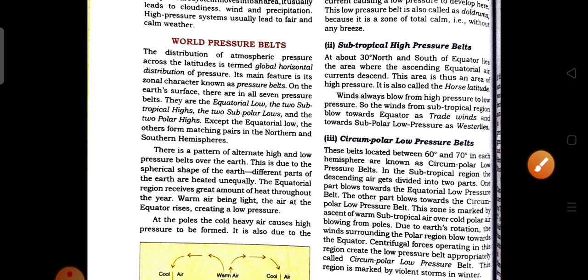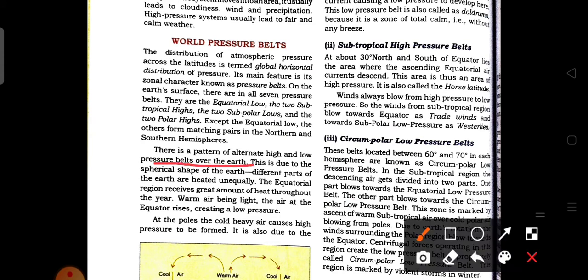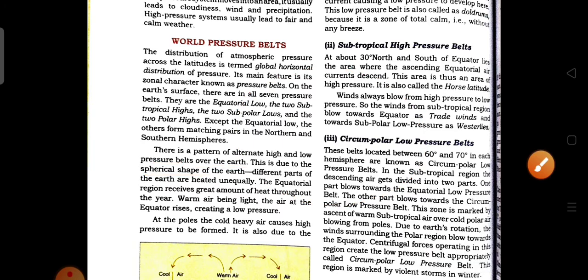There is a pattern of alternate high and low pressure belts over the earth. Alternate means if at the equator there is a low pressure belt, then in the northern and southern hemispheres the next belt is high pressure. In this way, alternate high and low pressure belts prevail over the earth. Why does this alternate system happen? It is due to the spherical shape of the earth. Because the earth is not a perfectly round shape, it is oval or spherical. For this reason, the pressure belts alternate accordingly.